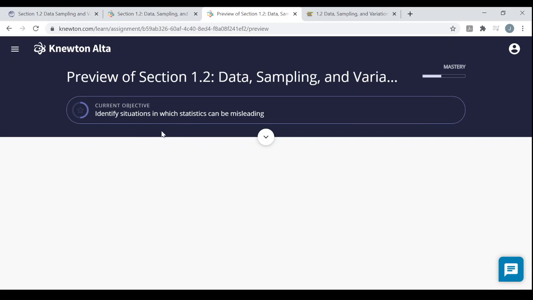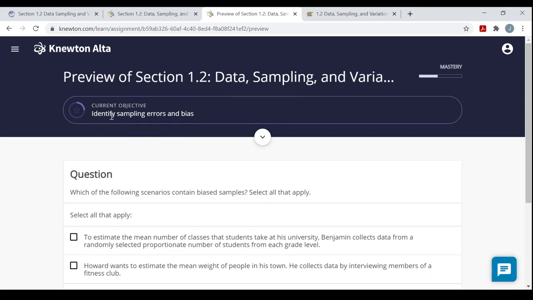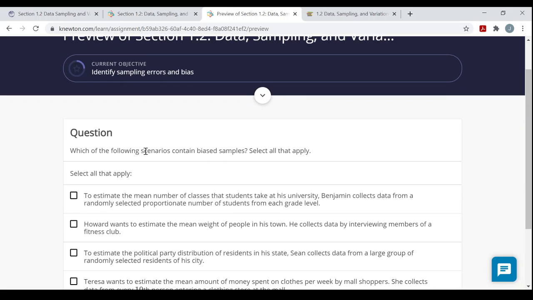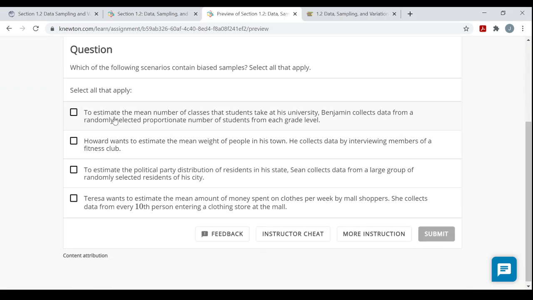All right, so now I'm back to this identifying sampling errors and bias, which I'm about a quarter through. Now, which of the following scenarios contain biased samples? Select all that apply. Remember, bias, leaning more toward one way or another, or if it's a sampling bias, means that not everyone in the population has the same chance of being selected. So select all that apply.